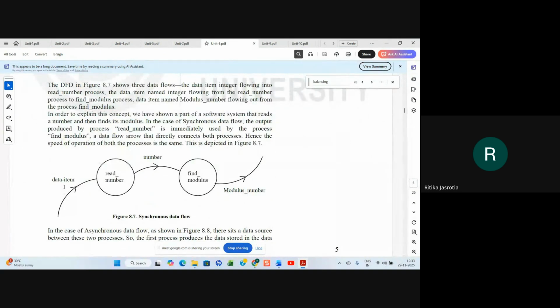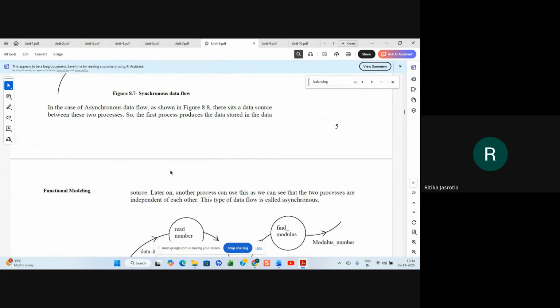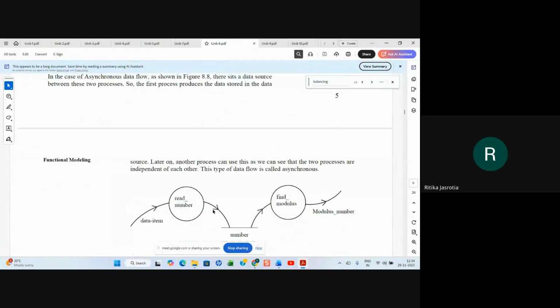So here, the data item is passed to read number, it reads the number, then the number is passed to find modulus, which finds the modulus and gives you the output. So this is synchronous. But in asynchronous data flow, a data store sits between the two processes. The first process produces data that is stored in the data store. Later on, another process can use it. As we can see, the two processes are independent of each other.